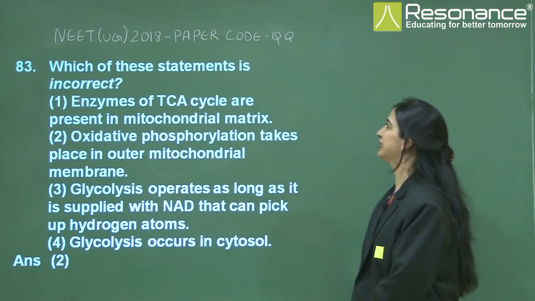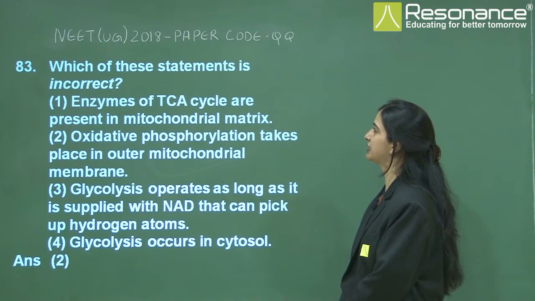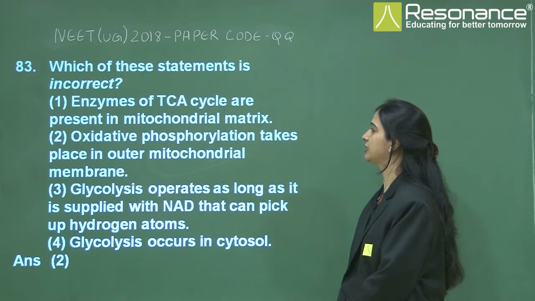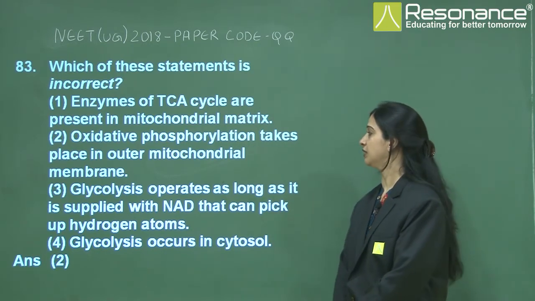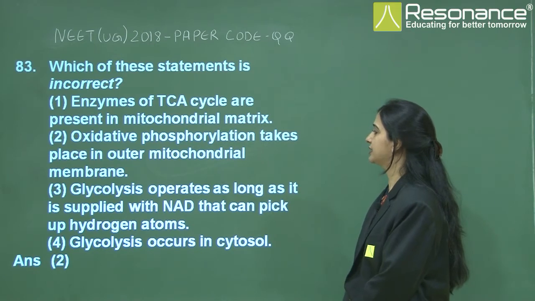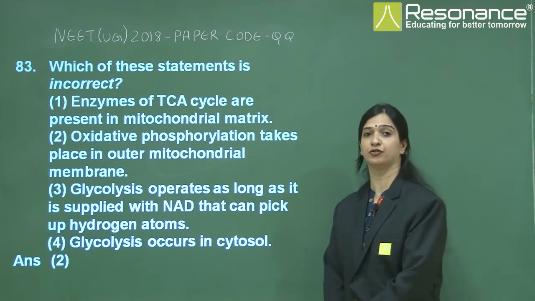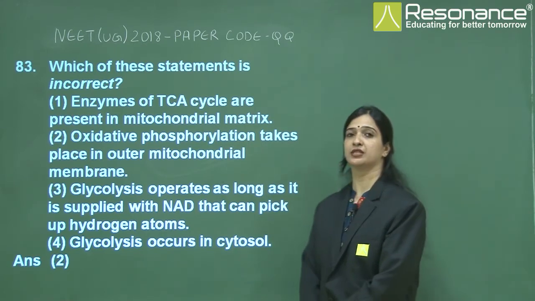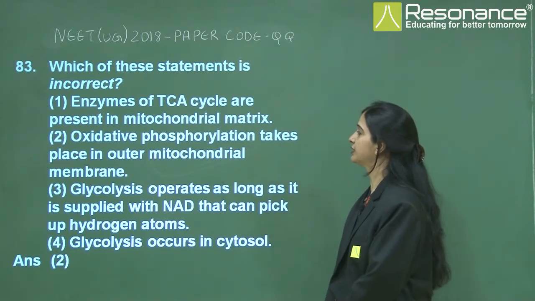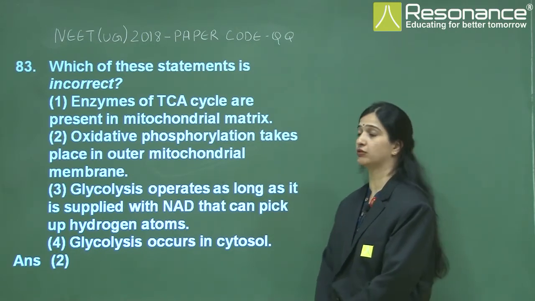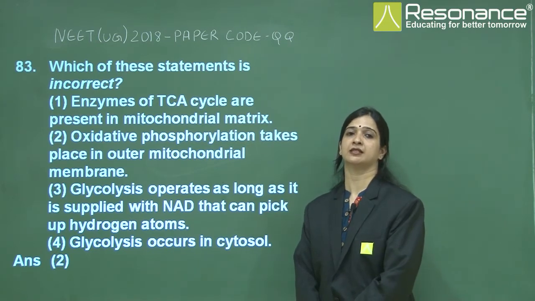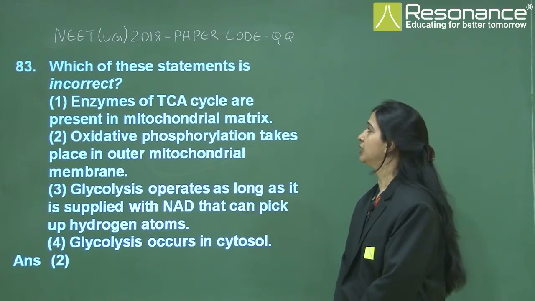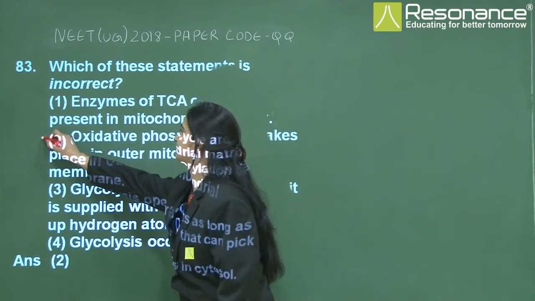Question 83. Which of these statements is incorrect? First, enzymes of TCA cycle are present in the mitochondrial matrix. Second, oxidative phosphorylation takes place in the outer mitochondrial membrane. Third, glycolysis operates as long as it is supplied with NAD that can pick up hydrogen atoms. And the fourth is glycolysis occurs in cytosol. In it, all the options are correct except the second one, that is oxidative phosphorylation takes place in the outer mitochondrial membrane, because it is occurring in the inner mitochondrial membrane, not the outer mitochondrial membrane. So the incorrect statement is second.